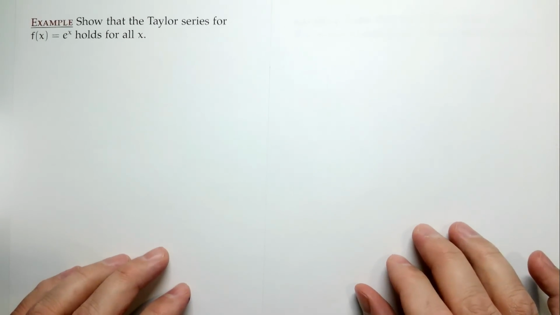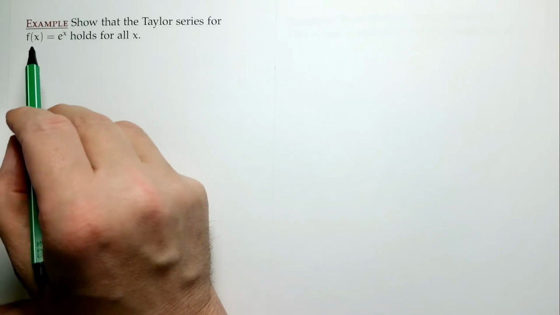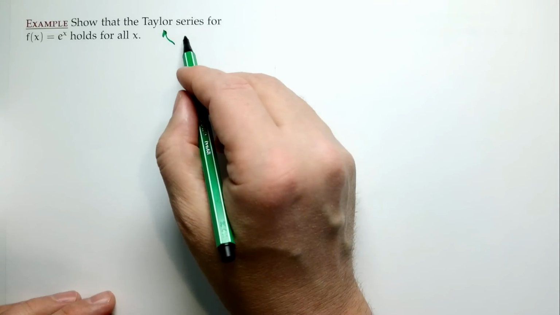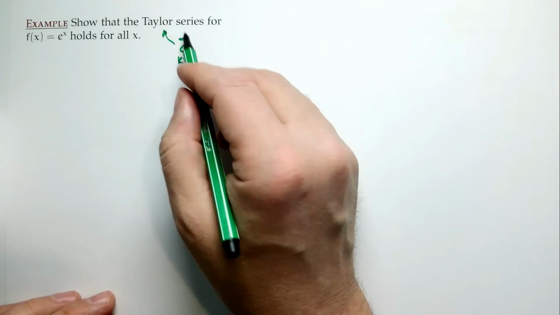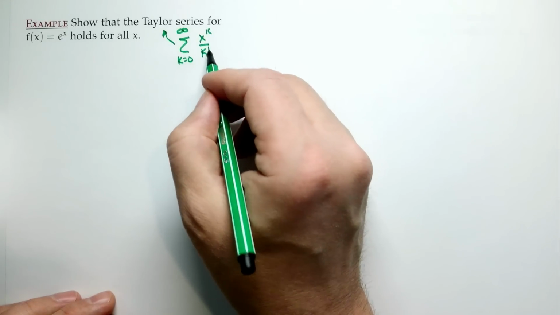Okay, so let's now use this error estimate. So the question here, we said, hey, you remember that nice series we had for e to the x? We claimed it holds for all values of x, but we didn't actually prove it. So let's go ahead and argue about why that must be true. So let's recall what our Taylor series is. So our Taylor series, that would be our sum from k equals 0 to infinity of x to the k over k factorial.